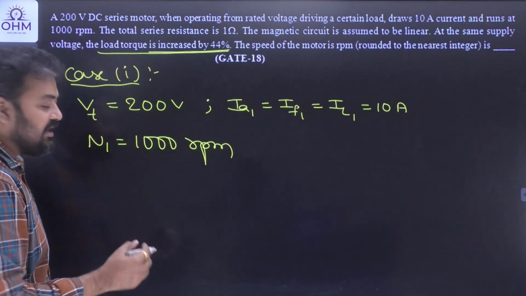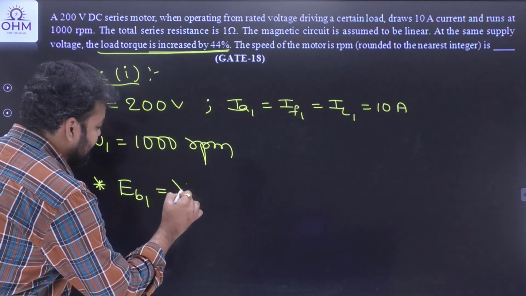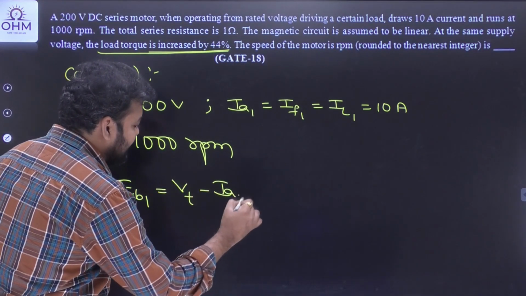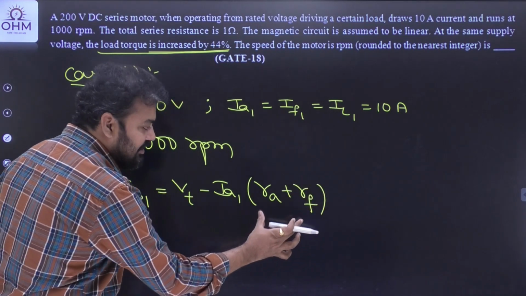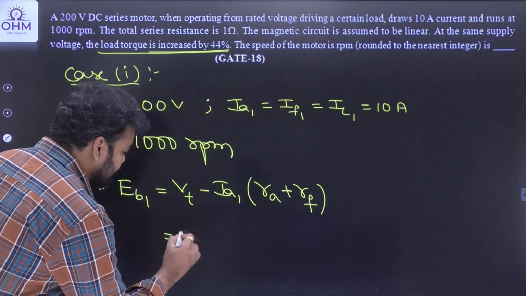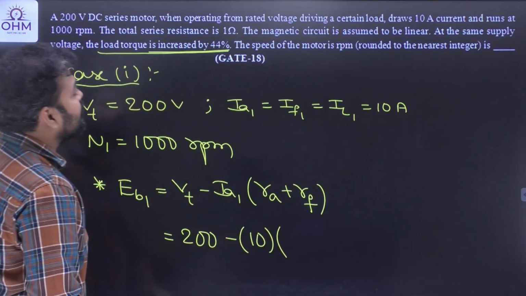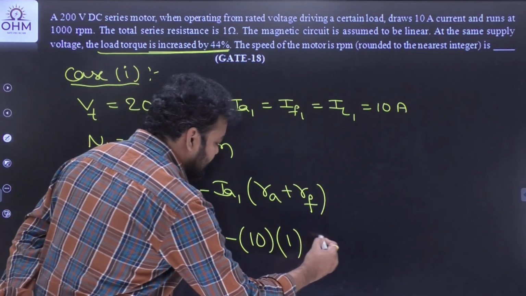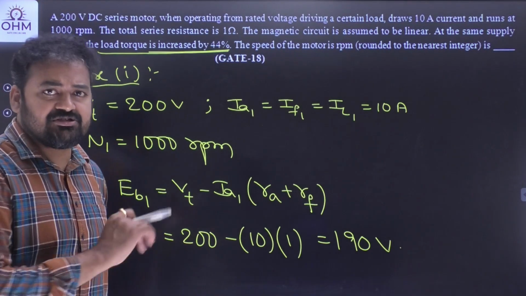So calculate the back EMF of the motor. What is the formula for back EMF? Back EMF is equal to Vt minus Ia into (Ra plus Rf). This is what we call the total series resistance. So Vt was 200. Armature current is 10 ampere. And what is the total series resistance? 1 ohm. Therefore, back EMF is equal to 190 volt. This is the first case.